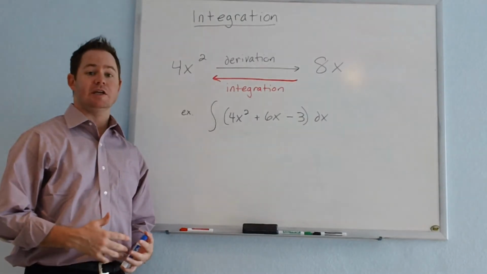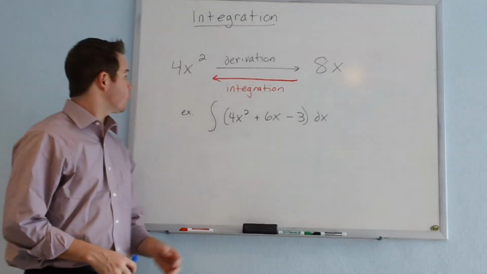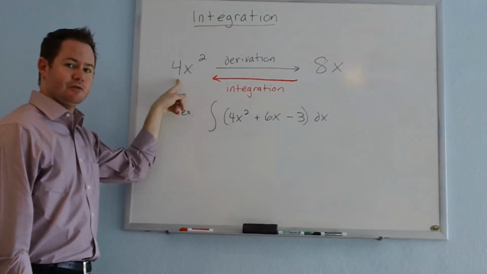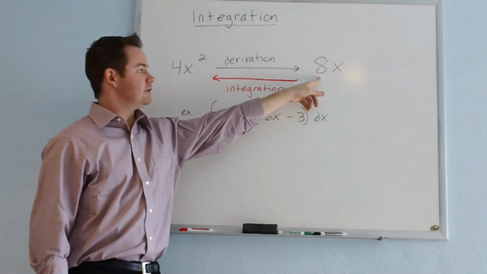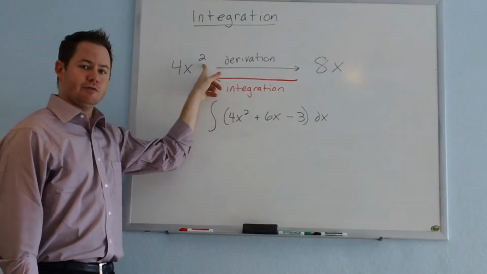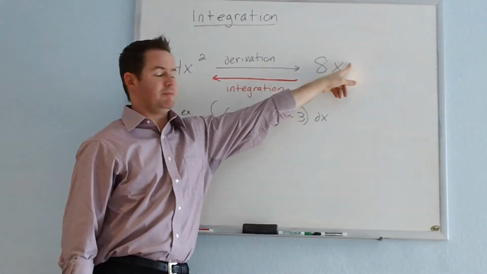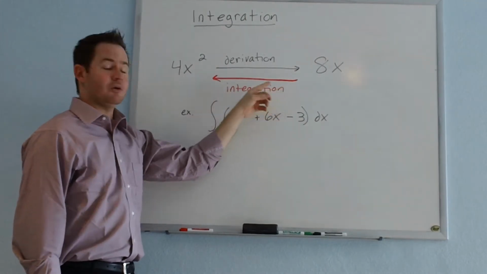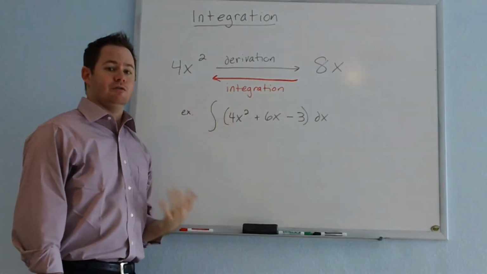We've already learned how to take the derivative, which requires us, using the power rule, to first multiply our exponent times our coefficient, which would give us 8, and then subtract 1 from the exponent, which would give us 1. So when we do integration, if we notice, we're simply going in the reverse direction from derivation.